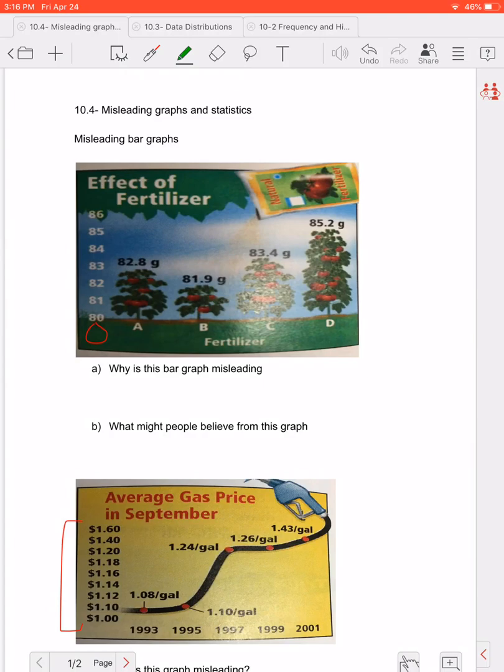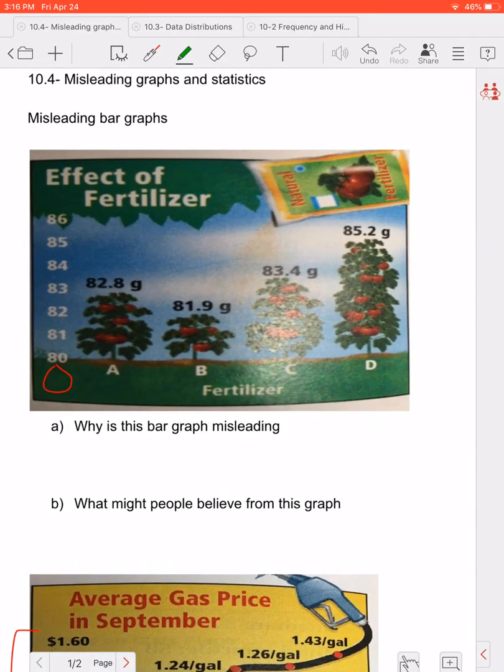And being able to decide, is this a legitimate statistic? Is it worth me looking into? That can help you. So we're going to look at a couple of different graphs and decide what might be wrong with them, why it might be hard to believe what they're saying, and we'll go from there, okay? So I'm actually going to start with this part B question.